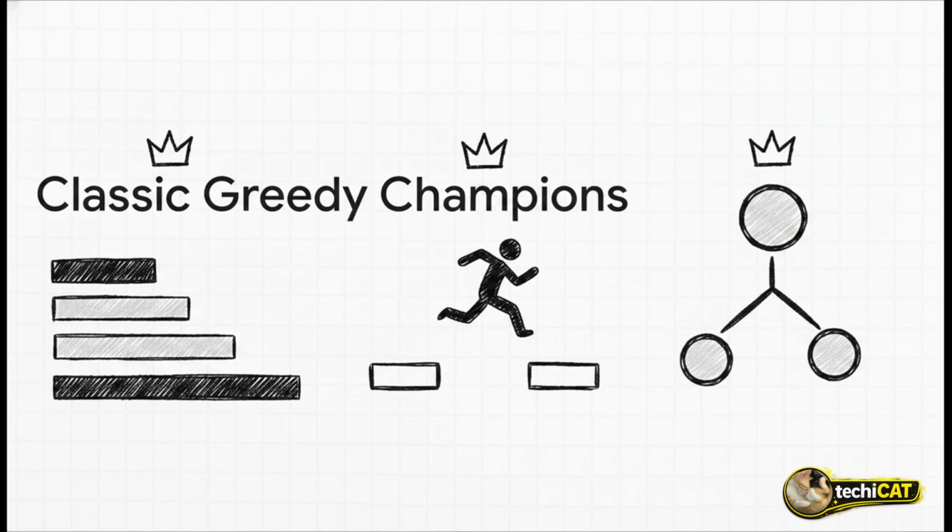Next is the famous jump game, where your strategy is simply to track the maximum reachable index at every single step. And finally, Huffman Coding, which is a highly efficient data compression algorithm where you just repeatedly merge the two smallest frequencies. Seriously, memorize this list. If your next challenge looks like one of these champions, greed is almost certainly your best friend.